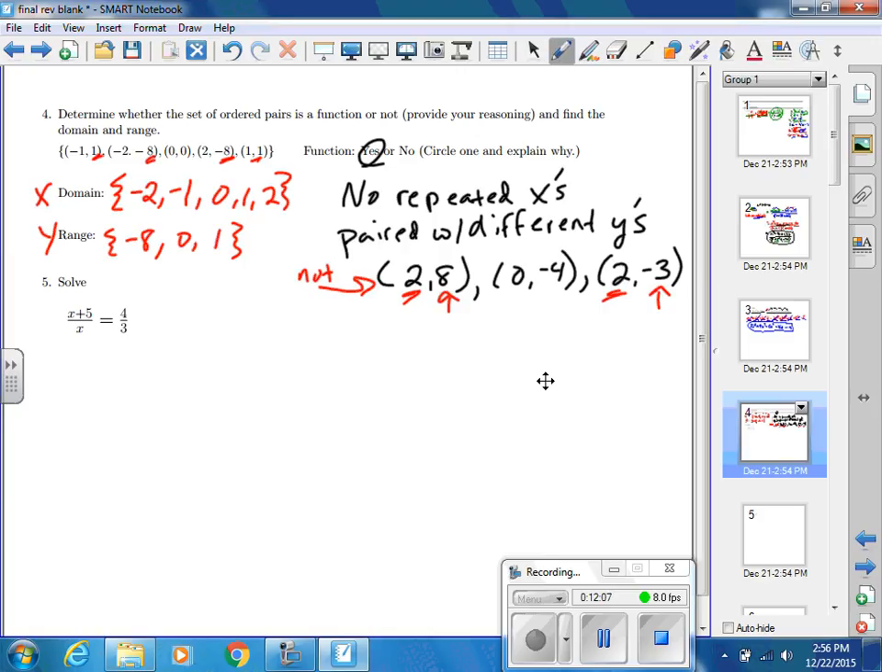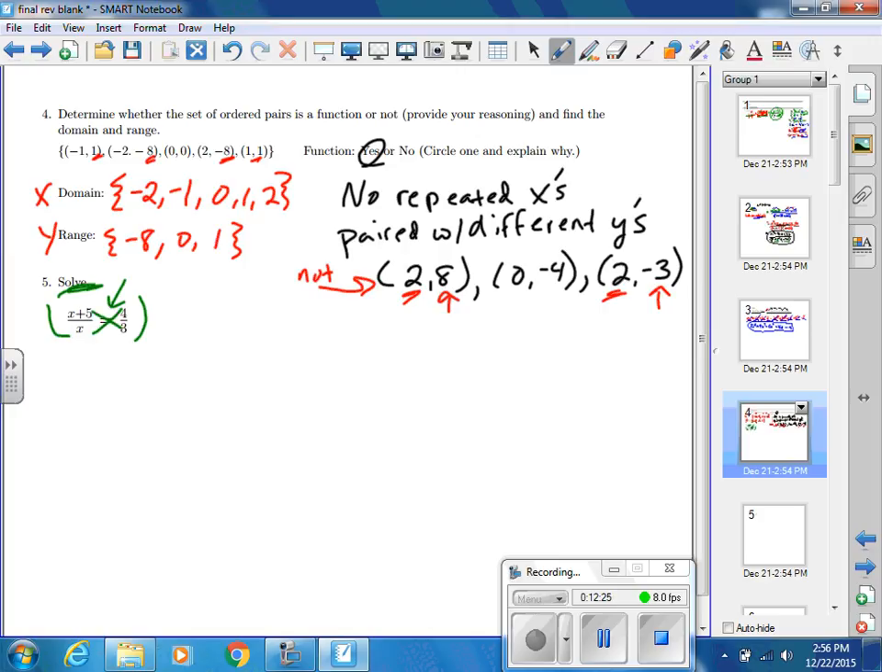This next problem is asking us to solve. Notice what's here, an equal sign. So we are solving, okay? It's not like the other two that we've seen previously. Not at all like it. In this case, this is where you'll cross multiply. How do I know I can cross multiply? I have a fraction on one side, a fraction on the other side.